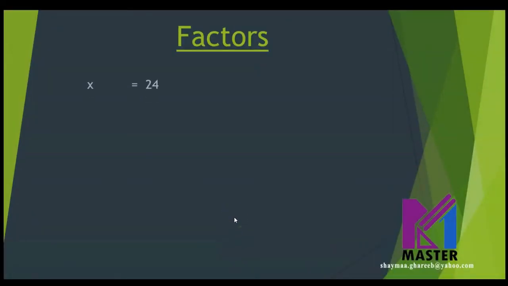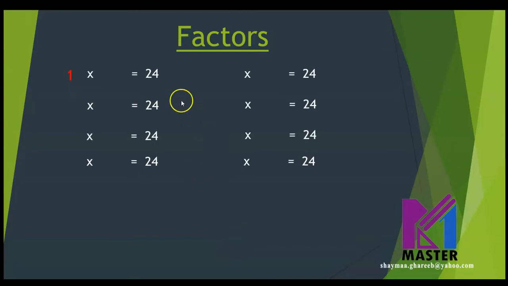Let's see one more example about factors of 24. We are going to write all the possible multiplication sentences that give 24 as a product. So 1 times 24, 2 times 12, 3 times 8, and 4 times 6. And now I'm going to write them in a different order. 24 times 1, 12 times 2, 8 times 3, and also 6 times 4.